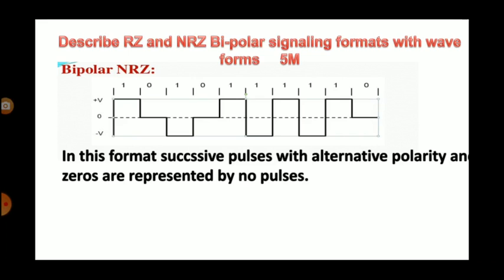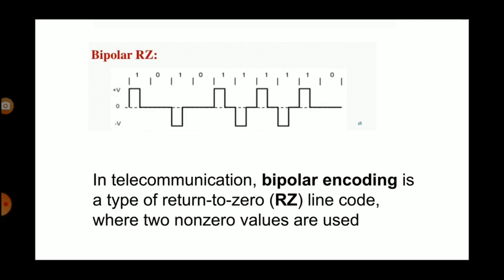Describe RZ and NRZ bipolar signaling formats with waveforms. It is a bipolar NRZ. In this format, successive pulses have alternating polarity and zeros are represented by no pulses. Bipolar RZ: figure shows bipolar RZ. In telecommunication, bipolar encoding is a type of return to zero RZ line code where two non-zero values are used.